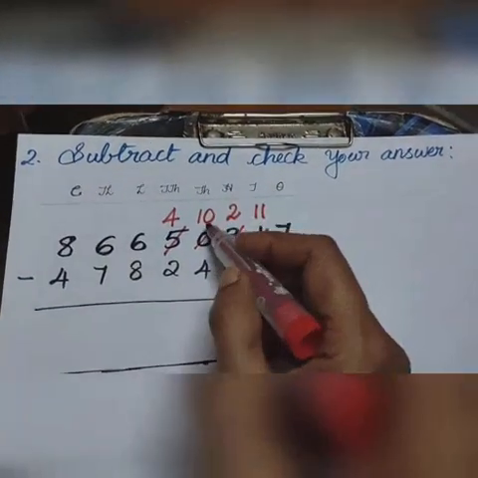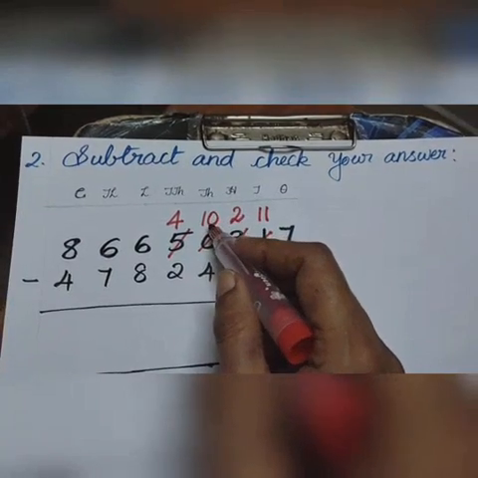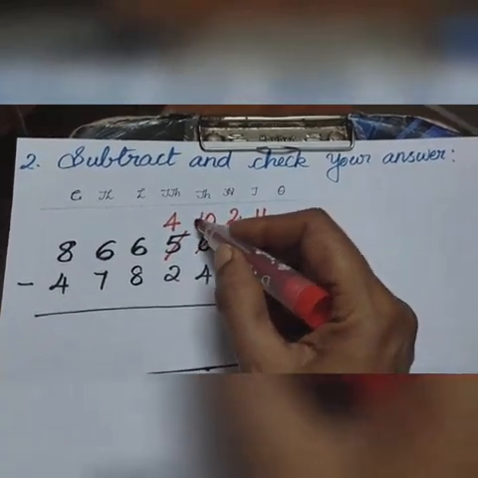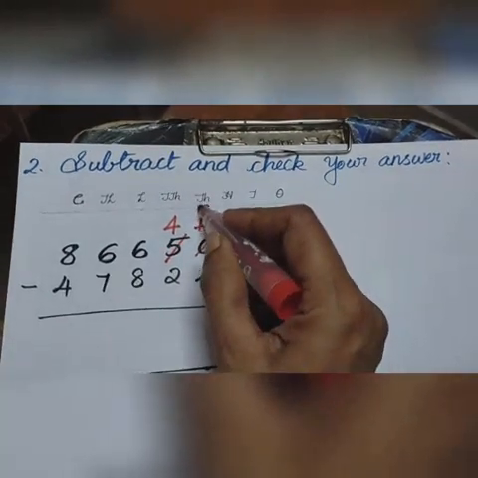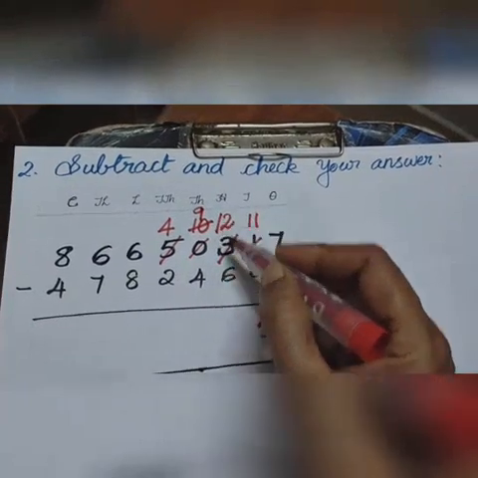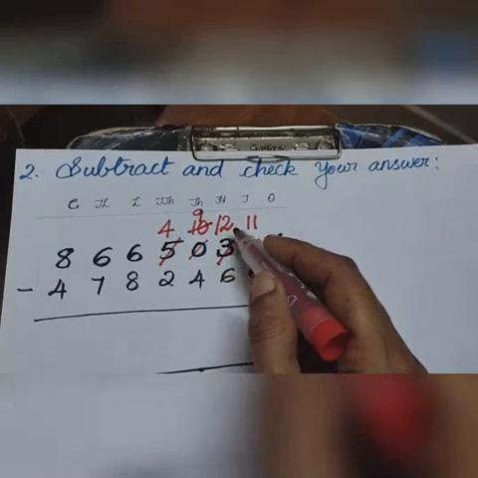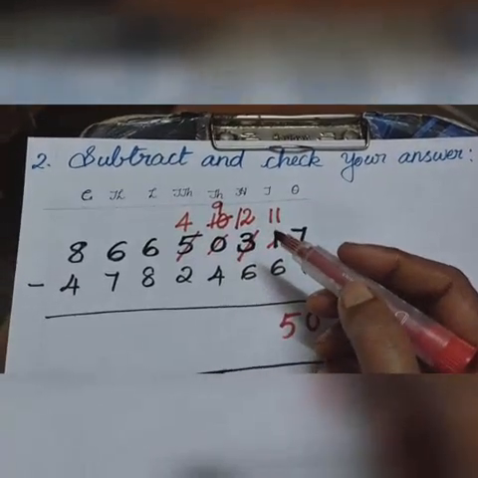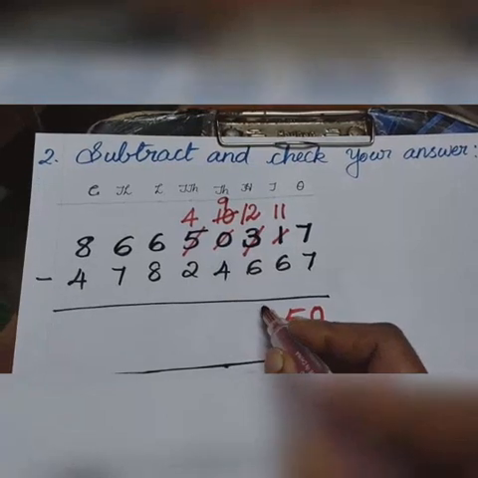Okay children, now we have in thousands place 10 is there, isn't it? So we can easily borrow 1 from there. So there 1 left means there 9. That one we can add here. So in hundreds place now 2 becomes 12. Okay children, so here 12 minus 6. What is 12 minus 6?